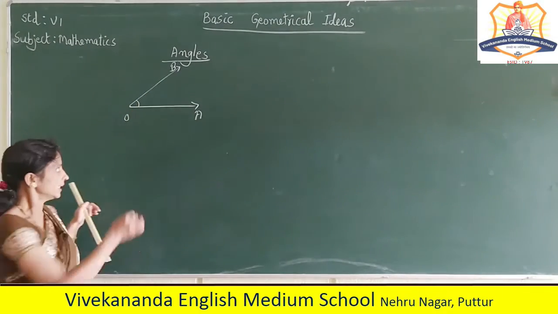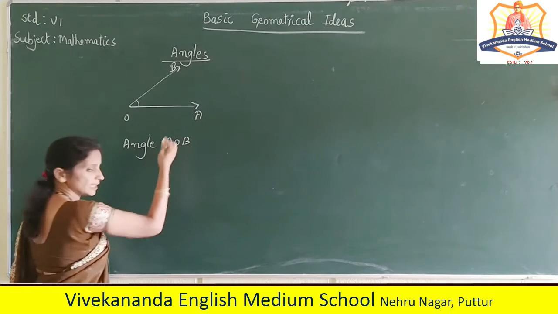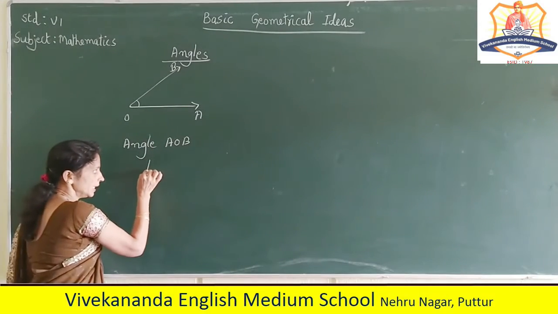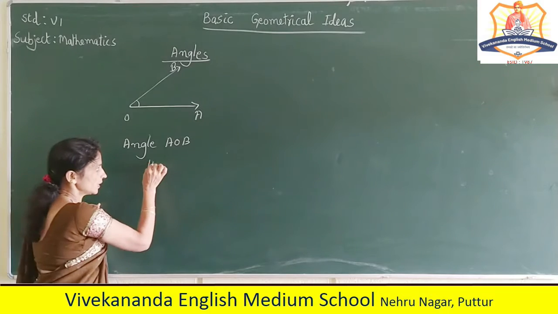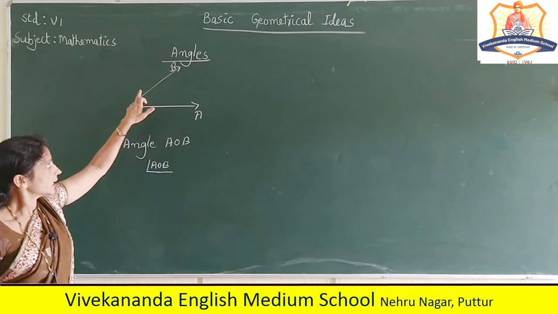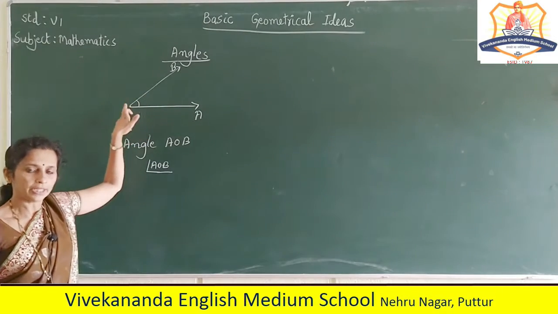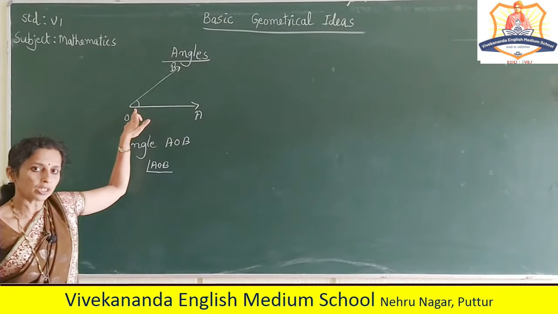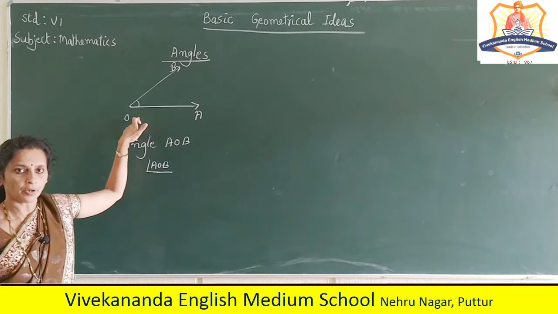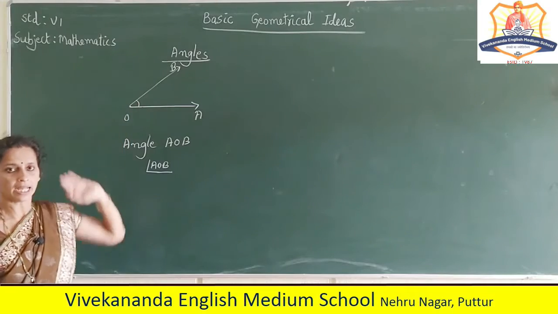And how do we write angle AOB? We write it like this in words. Instead of writing the words angle AOB, we write the symbol. The angle symbol is this one. So we write angle AOB like this. Here there are two rays which start from the same point O, and O is known as the vertex or common point. Two rays starting from the same point form a corner, and that corner is the angle.